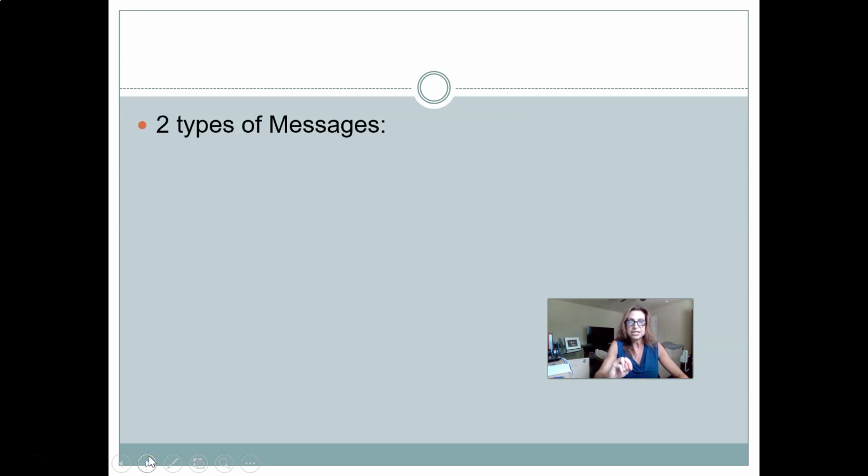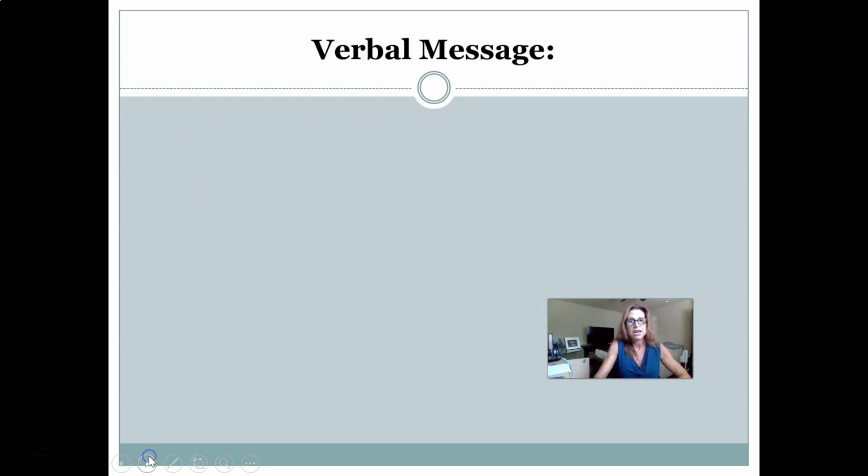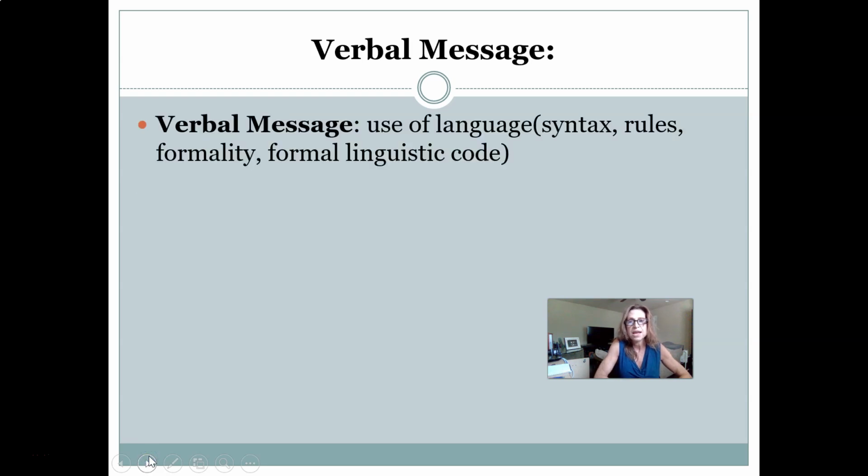Two types of messages that I just kind of touched on. You can have a verbal message or a non-verbal message. Okay, so all of these terms are in your notes, right? First of all, we'll talk about a verbal message. A verbal message uses language. So there are rules, there is formality, there is some type of a formal linguistic code. That's what's important to understand about a verbal message. There is a formal, rule-governed, formal linguistic code.